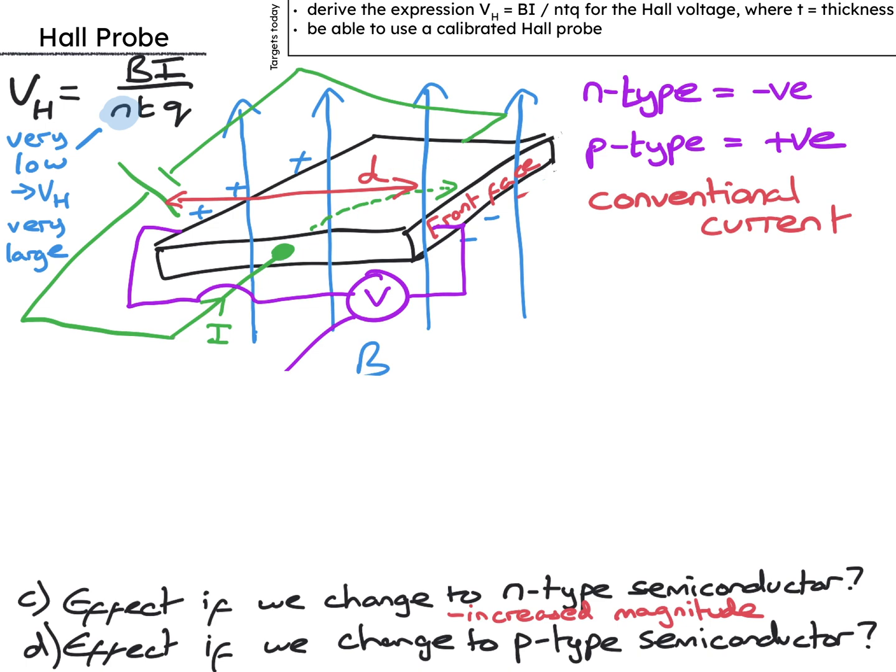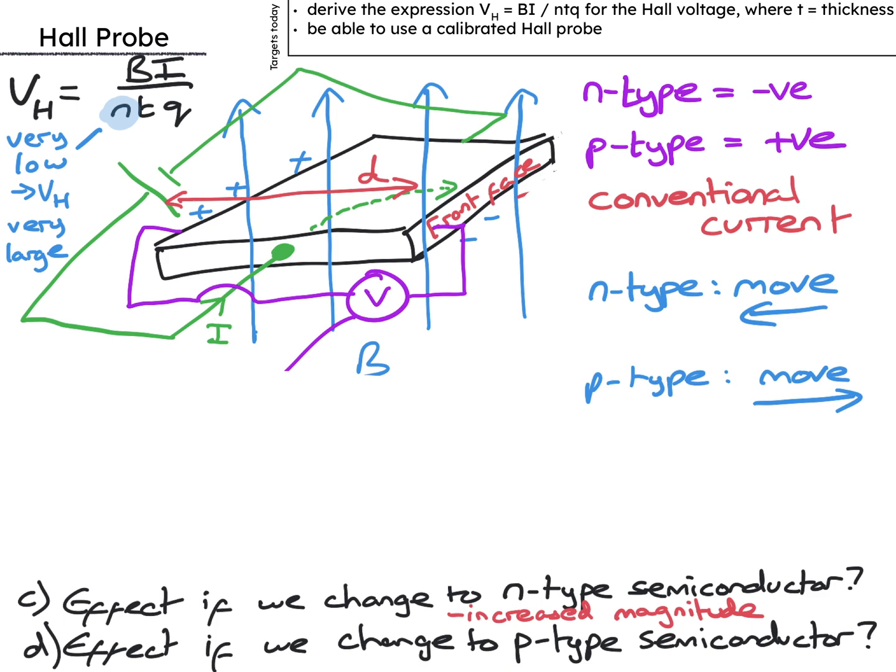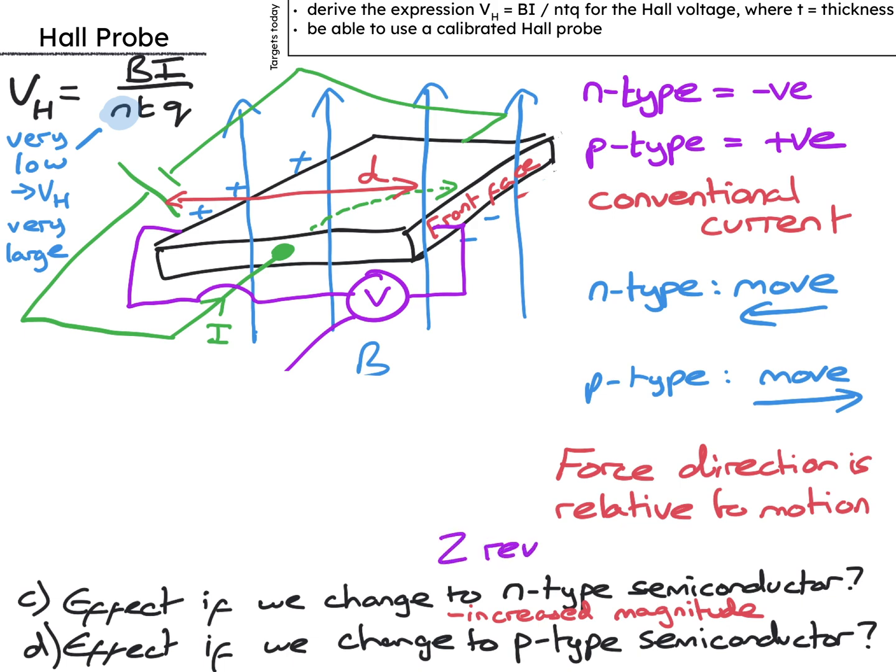So, for the N-type, that means the charge carriers move right to left. For the P-type, the charge carriers move left to right. Relative to their motion, they will experience forces in opposite directions. In effect, switching to P-type reversed the motion and reversed the force. Two reverses and we get back to where we started.